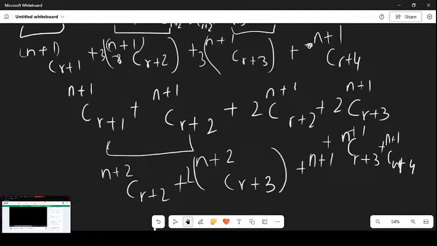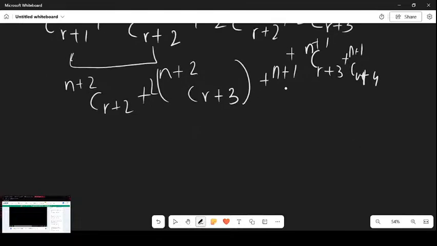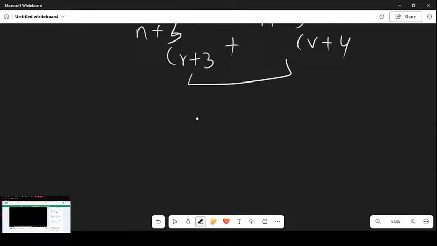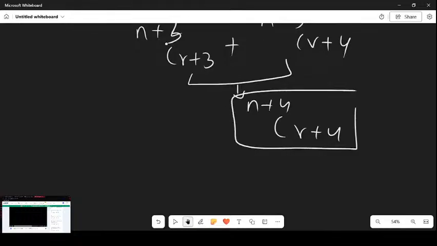I think by the next cycle it might become even less, n plus 2 Cr plus 4. Now yeah, we'll get it as Cr plus 3 plus m plus 3 Cr plus 4, and we can write these as n plus 4 Cr plus 4. Okay, this is the numerator.